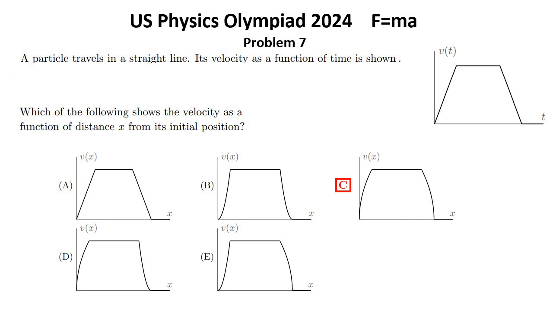When the particle is accelerating uniformly, its velocity is proportional to t, while the distance is proportional to t squared, for example, as in free fall. Consequently, velocity is proportional to the square root of distance. This is answer C, and that was the solution for problem 7.